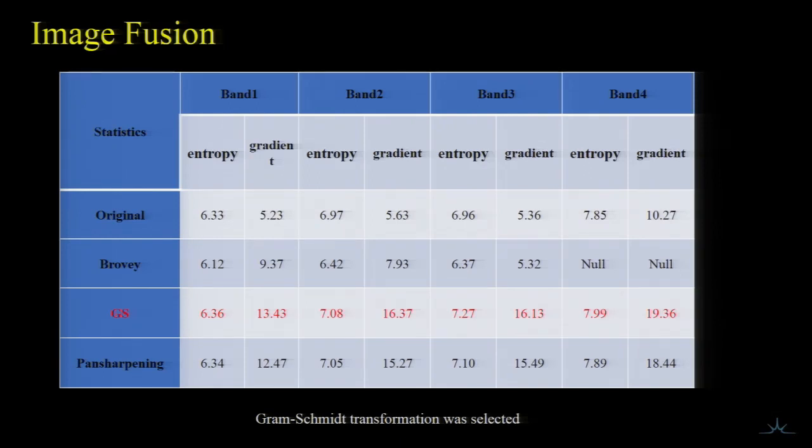So we can see the Brovik transformation will lose the information for band 4, which is not good. And for the pan-sharpening, the statistics are lower compared to the GS transformation. So the high values are what we want. We want high entropy, high information, and we also want high gradient, which means high contrast in the spatial context. So therefore, I choose the GS transformation to do the image fusion.